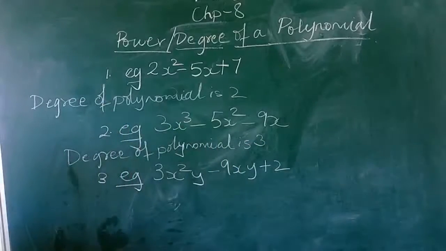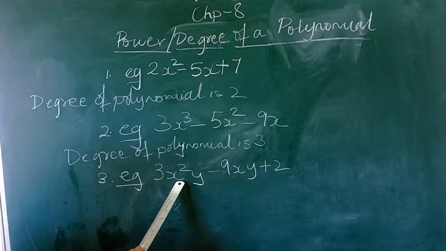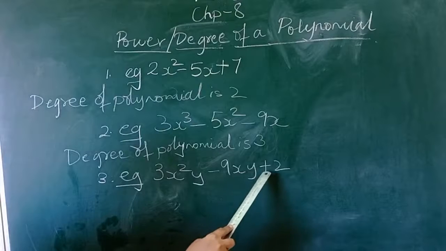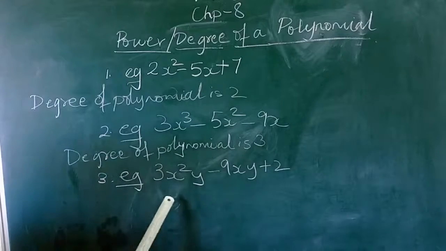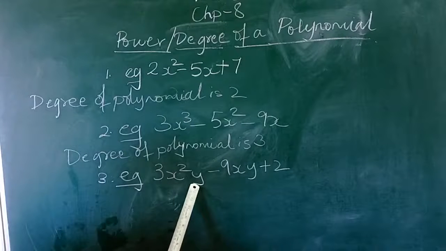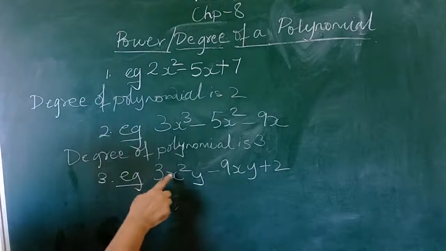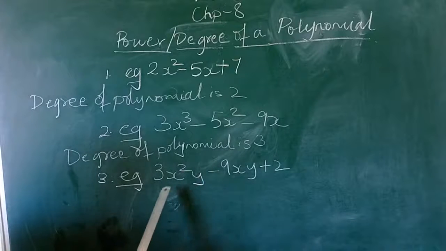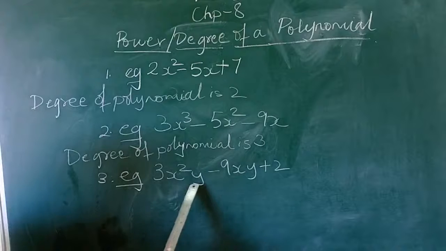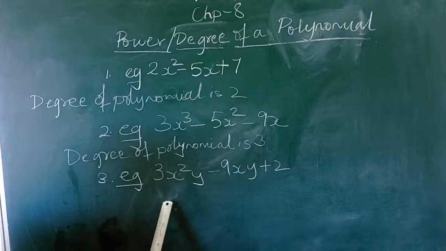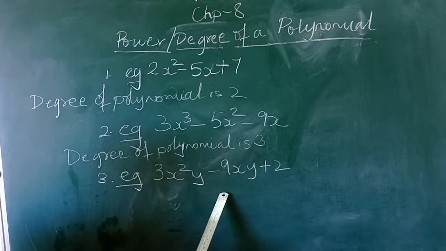Now let us take the third example, that is 3x square y minus 9x y plus 2. Here we have used two variables, but still we are going to see the power. So x raised to 2 and y raised to 1. It will become 3, and here x raised to 1 and y raised to 1. So the degree of the polynomial here is 3.